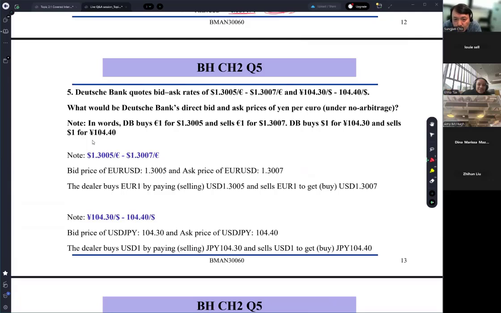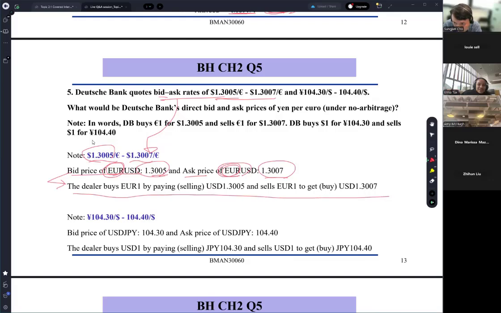Let's talk about question 5. Deutsche Bank quotes a bid-ask rate like this. So what is the interpretation? Bid rate, ask rate. So the bid price of EUR/USD is this one. The ask price of EUR/USD is this one. What is the interpretation? The dealer buys the currency in the denominator, €1, with this amount. The dealer sells the currency in the denominator, €1, for this amount of dollars. Right? That's the interpretation. You should know this clearly.